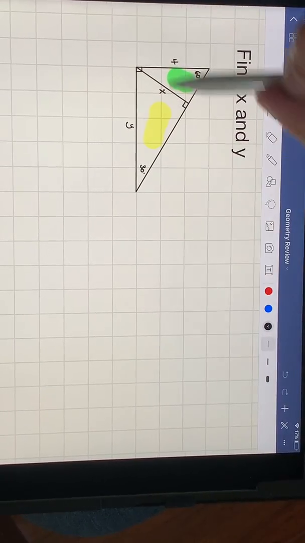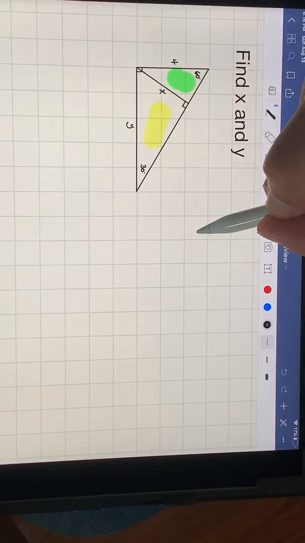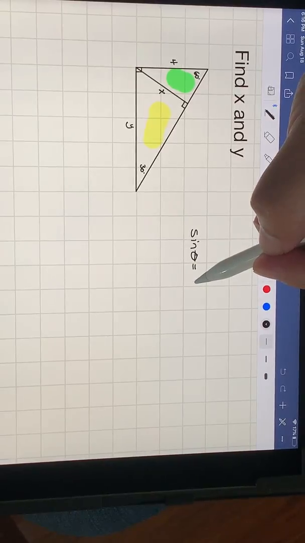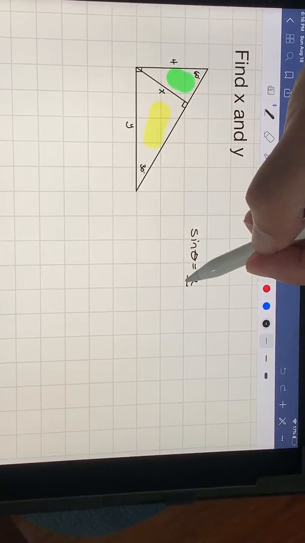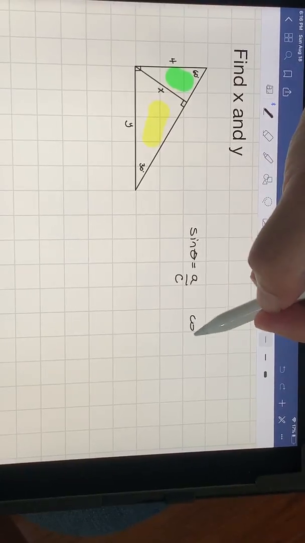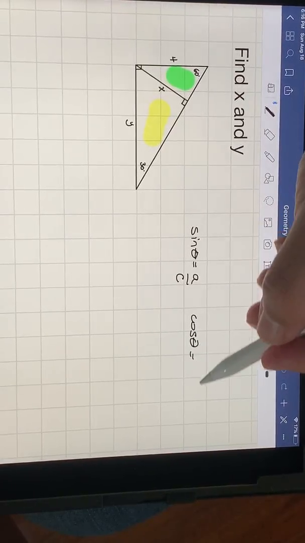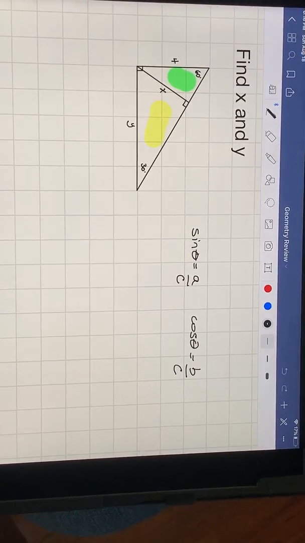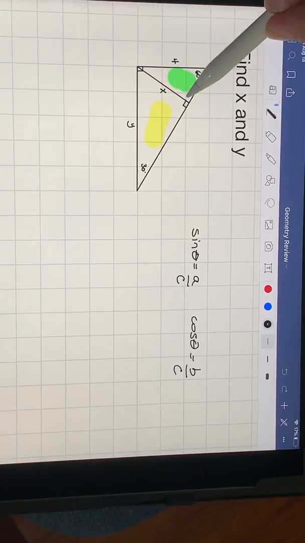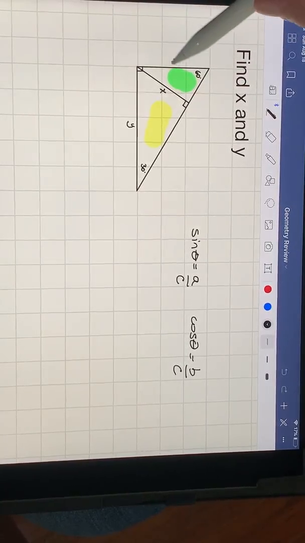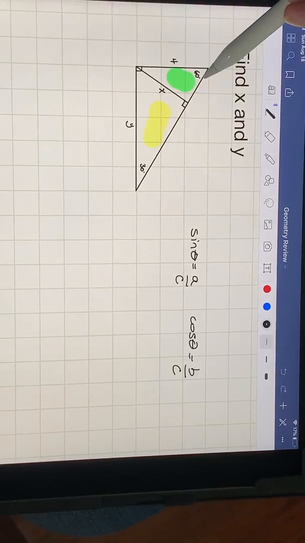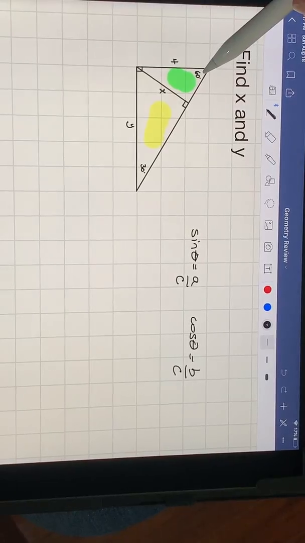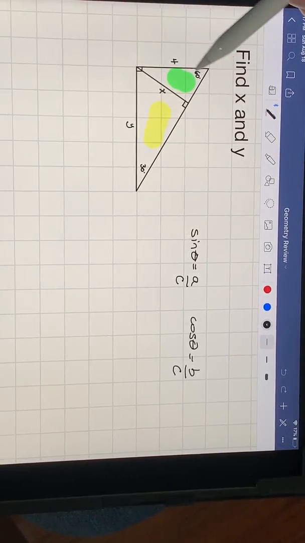So in order to solve this, we need to remember that the sine of an angle equals the opposite side divided by the hypotenuse, and that the cosine of an angle equals the adjacent side divided by the hypotenuse. For the green triangle, the hypotenuse is 4, and we have the angle of 60. So that means that x is opposite to 60, and we have the hypotenuse.